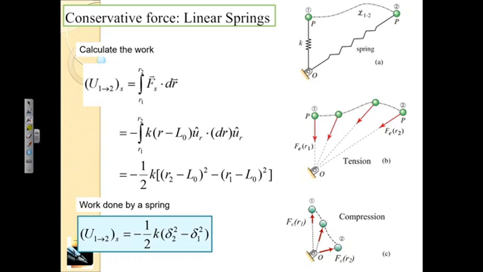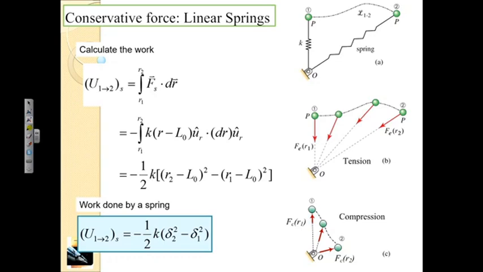So if I try to write this out for tension, my spring force would be minus my spring force in the u hat r direction, because this is pointing in the opposite direction of r. Trying to go back home.